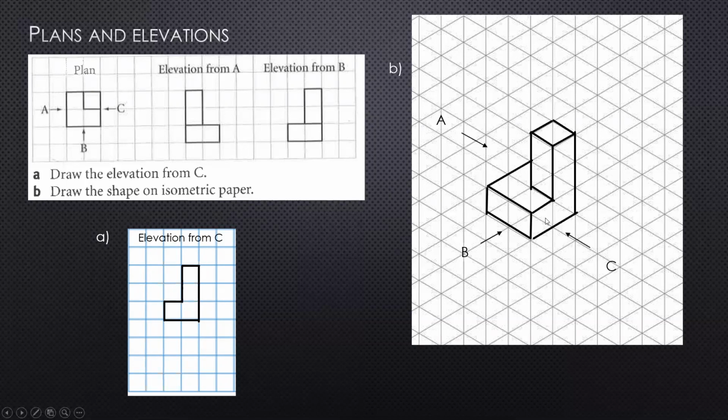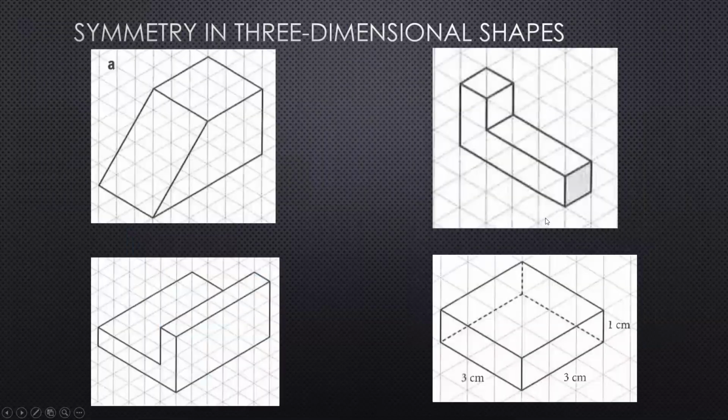Okay, next one is about symmetry in three-dimensional shapes. We have learned a symmetry line. That one is in 2D. Now, in 3D, we call it a plane of symmetry.